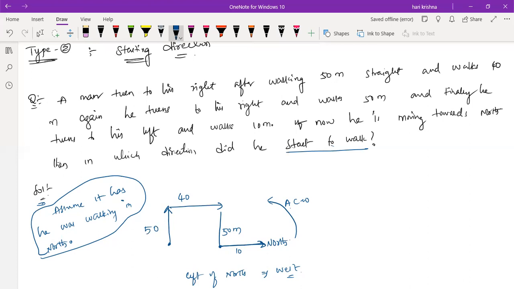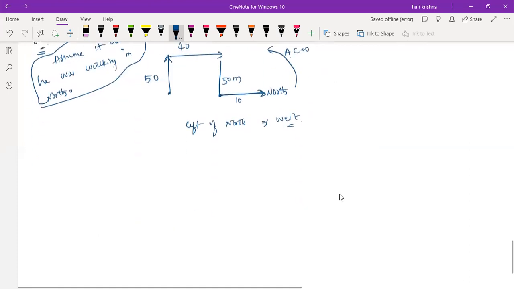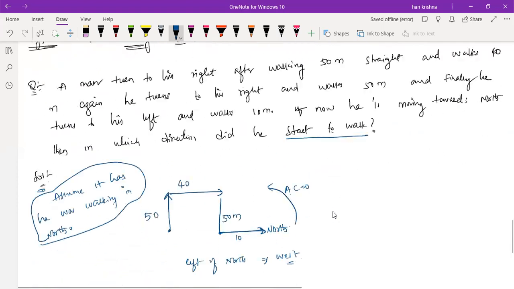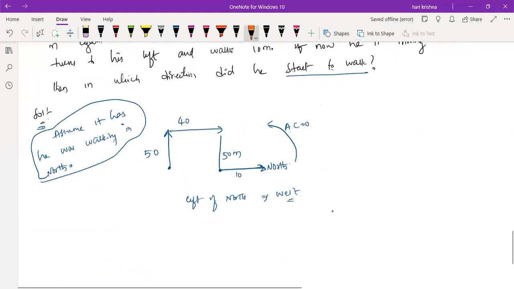A man turns to his right after walking 50 meters straight and walks 40 meters again. He turns to his right and walks 50 meters and finally he turns to his left and walks 10 meters. If now he is moving towards the north, then which direction did he start from? So you can do it in this way, or you can use the previous way also. We don't know the initial direction, so keep it as a question mark.